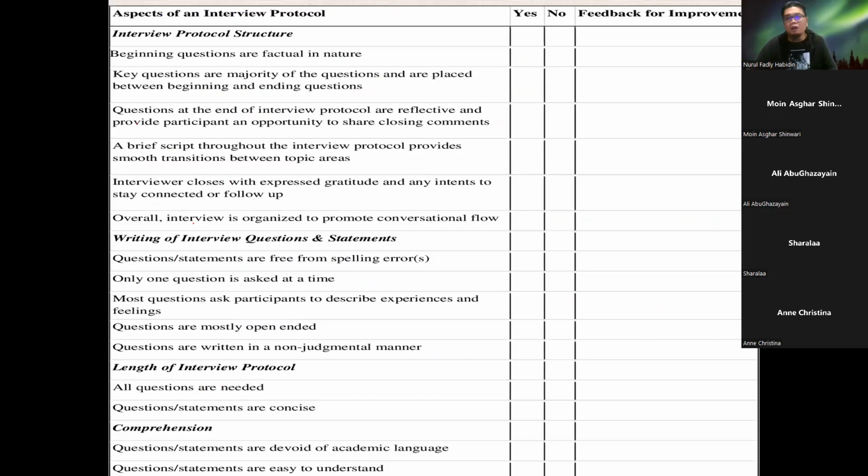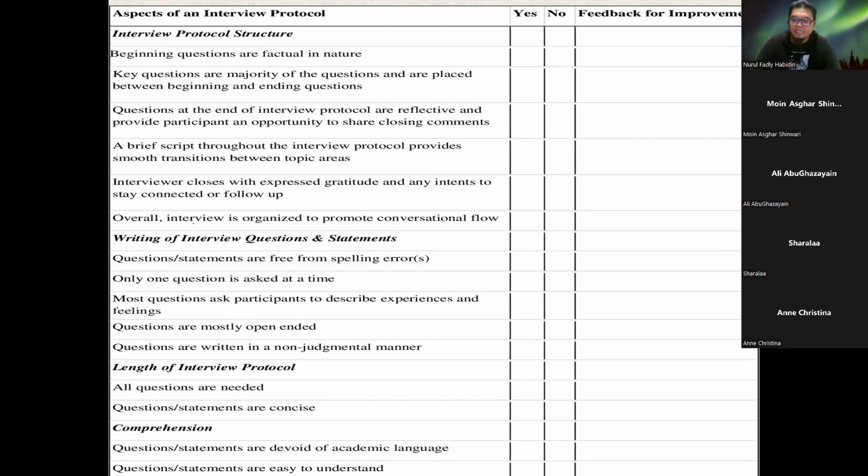This part we can send to the expert to check; we call it the interview protocol. For example, in the interview protocol the beginning questions are factual in nature, such as yes or no. You can also add some feedback for improvement. Key questions are the majority of the questions and are placed between the beginning and ending questions. Questions at the end of the interview protocol are relaxed and provide participants the opportunity to share closing comments.